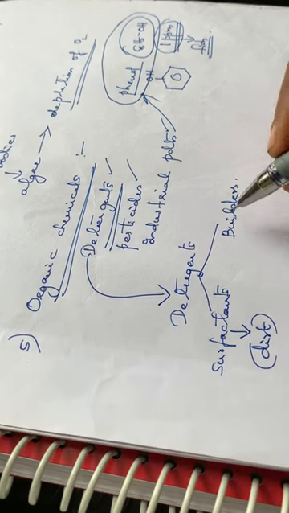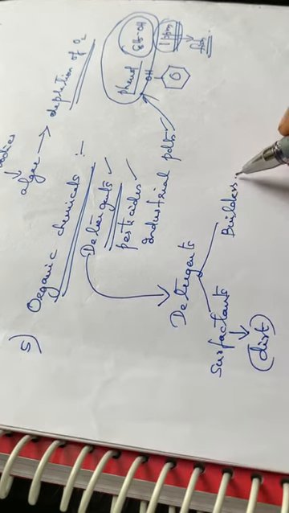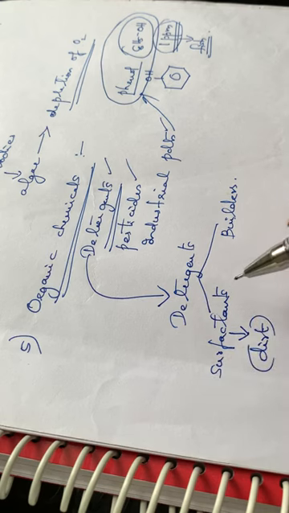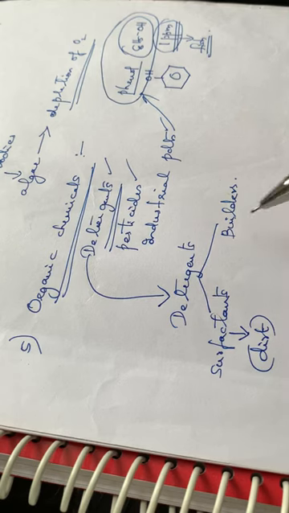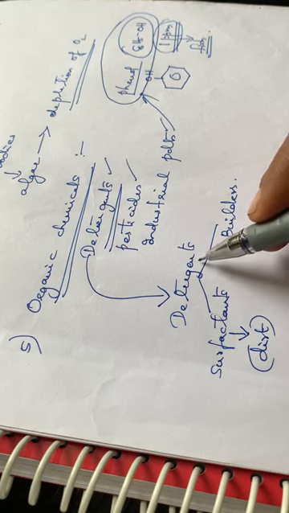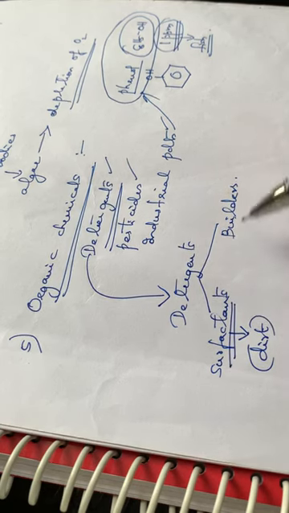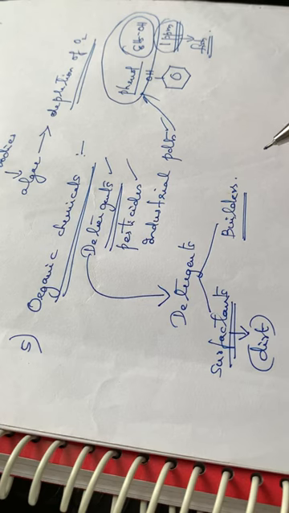And the purpose of these builders is to increase the activity of the surfactants, or it will be helping the reaction of the surfactants with dirt. It will be enhancing the reaction of the surfactants. Okay, so these are the 2 components present in the detergents, one part the surfactants, and the second part the builders.